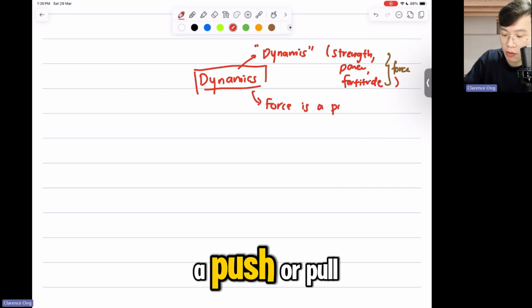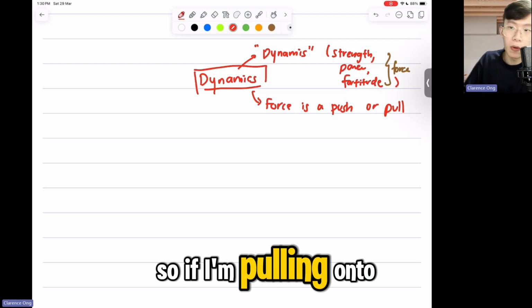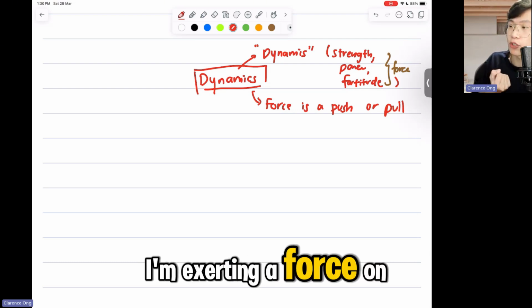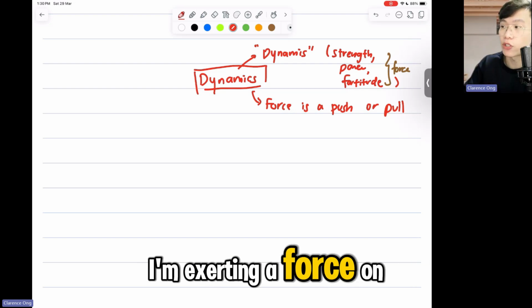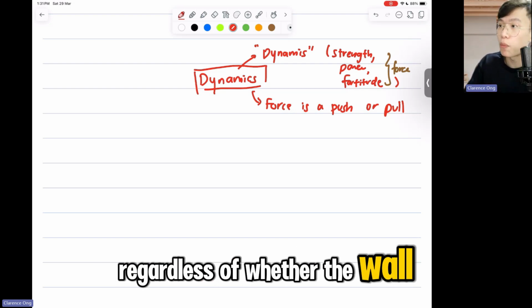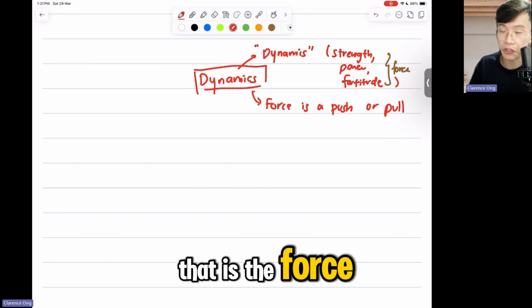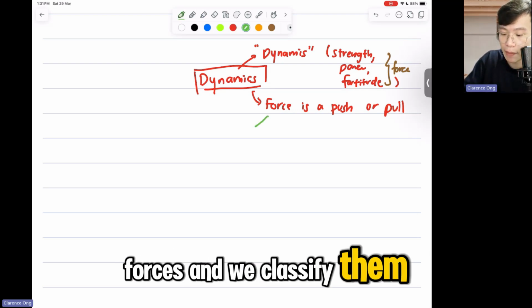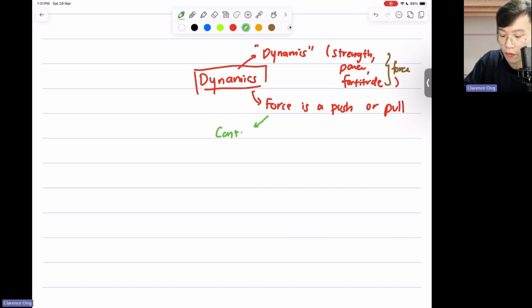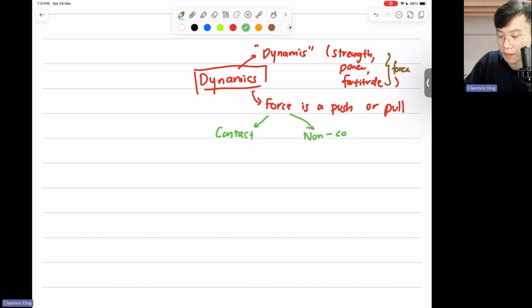a push or pull. So if I'm pulling onto a rope, I'm exerting a force on the rope. If I'm pushing on the wall, I'm exerting a force on the wall. Regardless of whether the wall moved or not, I did exert a force on the wall. That is the force. There are two types of forces, and we classify them under contact forces and non-contact forces.